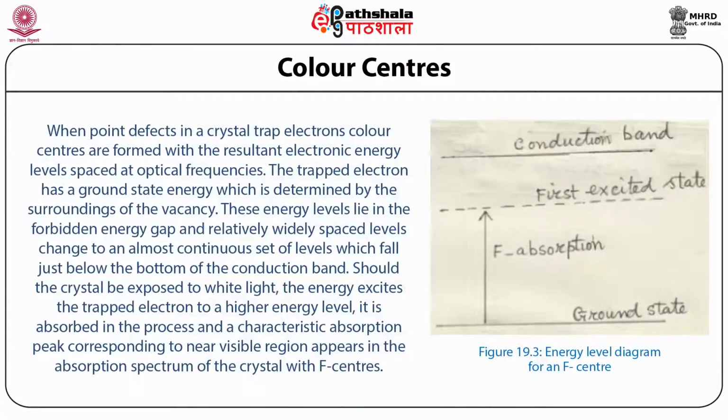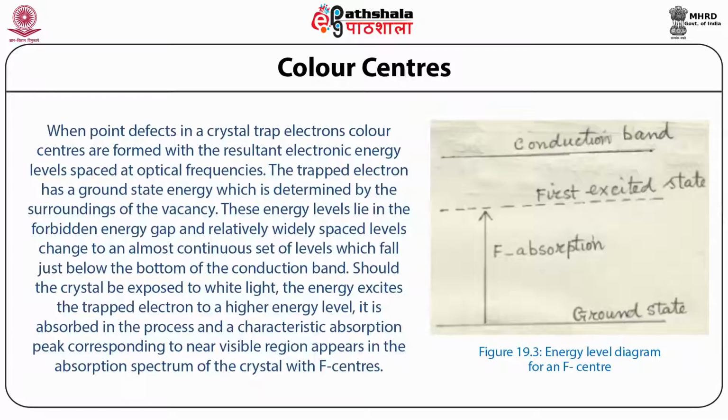When point defects in a crystal trap electrons, color centers are formed, with the resultant electronic energy levels spaced at optical frequencies. The trapped electron has a ground state energy which is determined by the surroundings of the vacancy. These energy levels lie in the forbidden energy gap, and relatively widely spaced levels change to an almost continuous set of levels which fall just below the bottom of the conduction band.